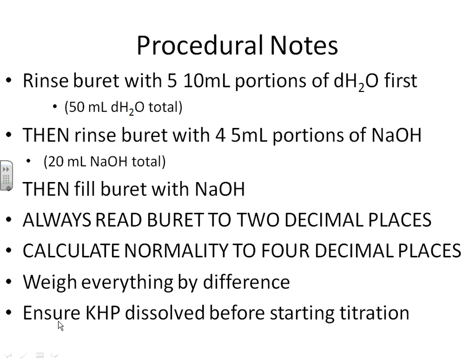You will be calculating normality to 4 decimal places. So you're going to go out to the 10,000th place. Please, you need to do your normality to this. That's how we're going to make sure that your results are very precise. Everything that you weigh in this lab, which is going to be the KHP and the unknown KHP sample that's got KHP and some other salt mixed in, you need to weigh it by difference.